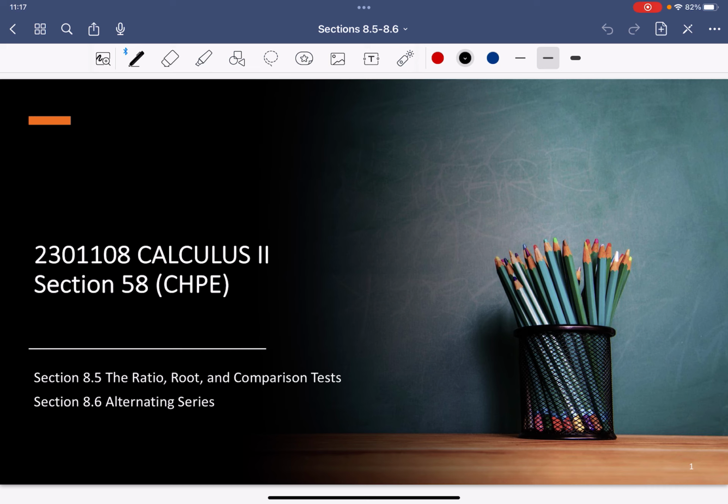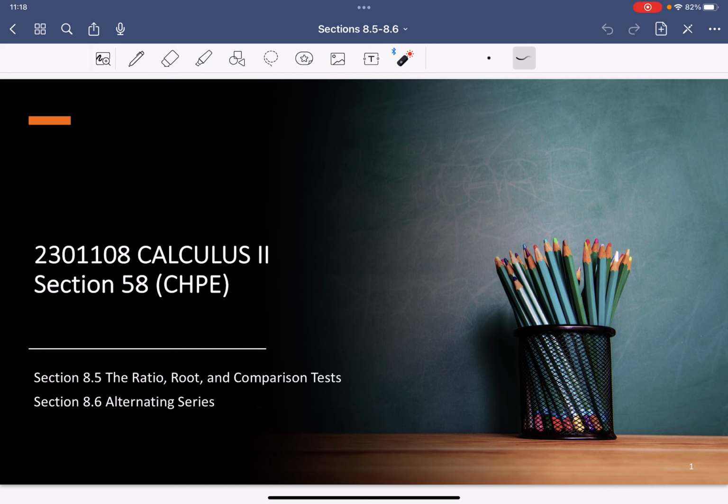What we are going to learn next is 3 more tests, which are called the ratio test, root test, and comparison test. These are the ones you're going to use to check the convergence and divergence of a series. Section 8.6 is where we learn how to deal with alternating series. This is the case where you're going to face (-1)^n in the series. If you want to learn how to deal with alternating series, it's section 8.6.